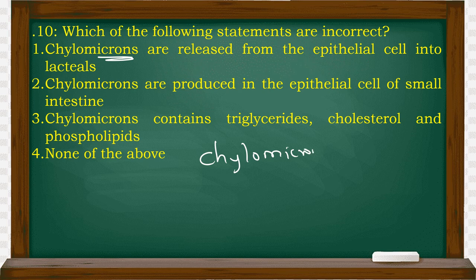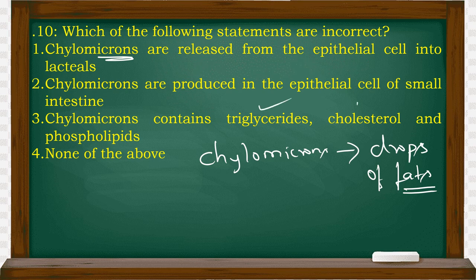Chylomicrons are nothing but simple drops of fat. They are the droplets of fats. So when we hear the word fats, they are made up of triglycerides, cholesterol and phospholipids. They are one and the other form of the fats. So option number 3 is definitely a correct statement, which means chylomicrons contain triglycerides, cholesterol and phospholipids.